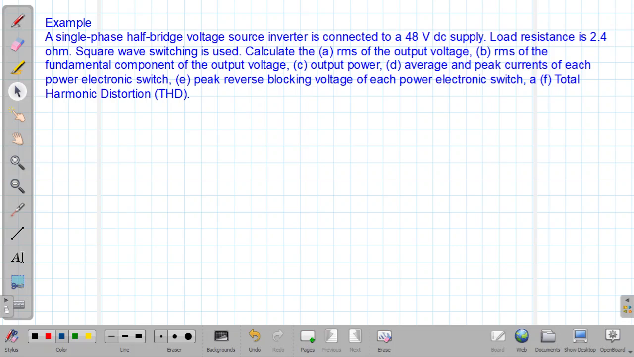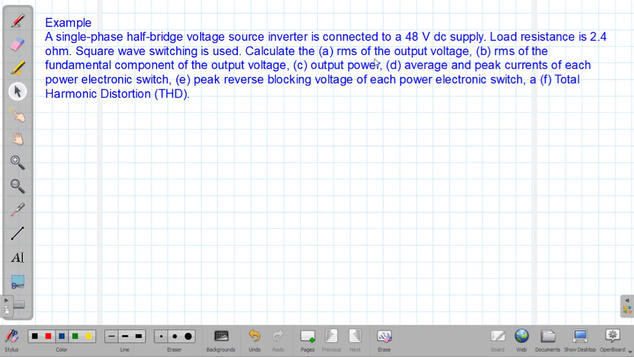In this video, I will discuss an example of DC to AC converters. This is the question given here. A single phase half bridge voltage source inverter is connected to a 48 volt DC supply, and the load is 2.4 ohm, that is a resistive load, and square wave switching is used as the switching mechanism.